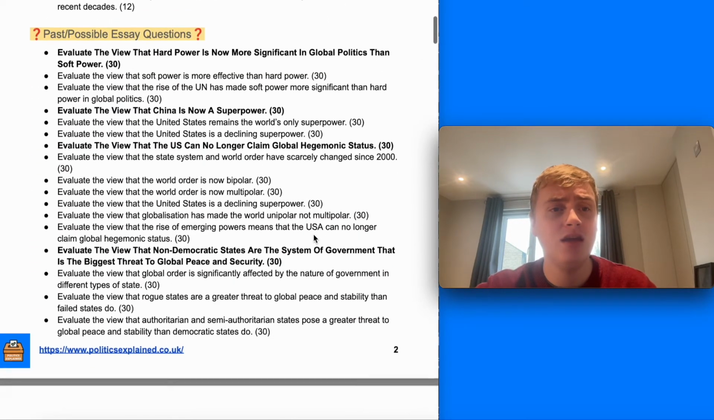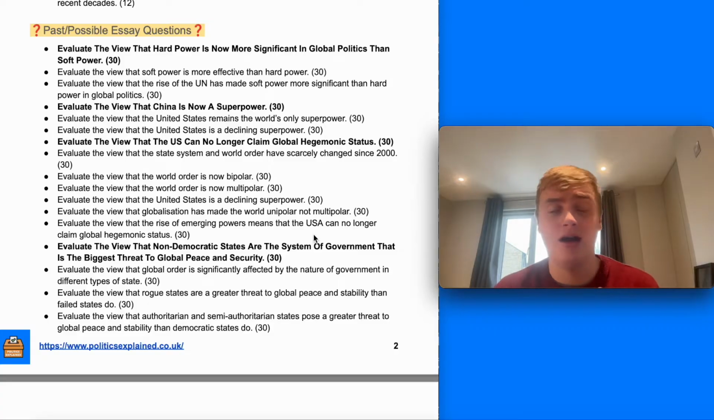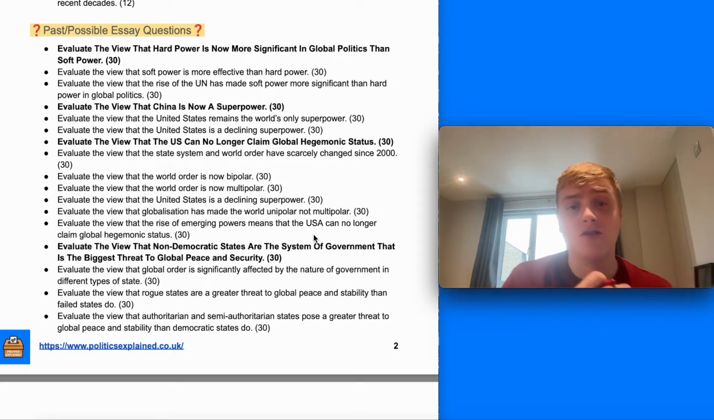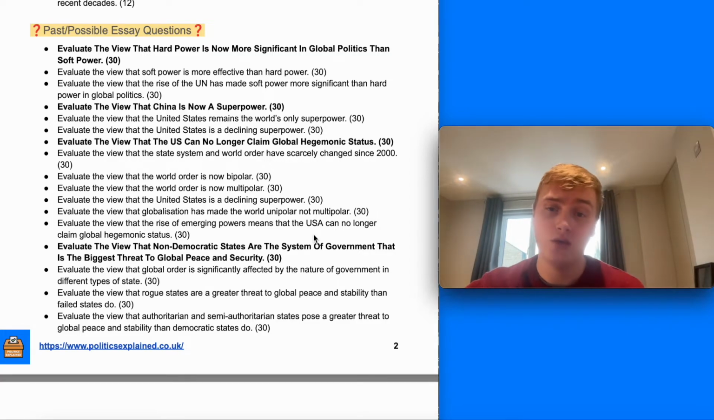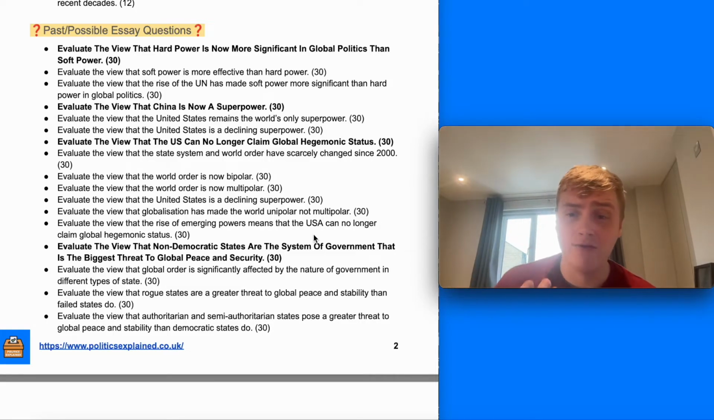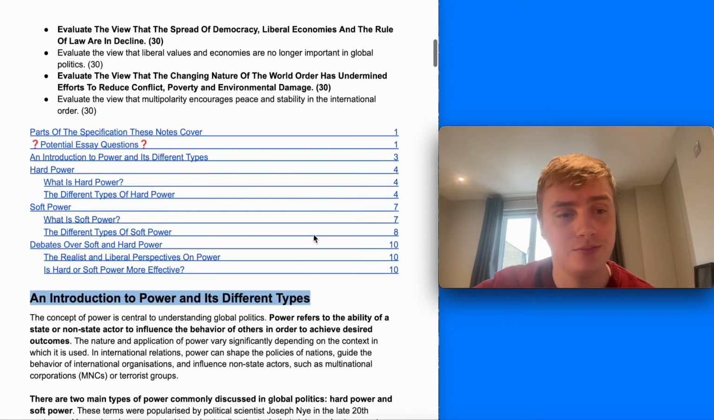In terms of 30 markers, it'd actually be quite a similar question, but more looking at the effectiveness or significance. So you could look at whether soft power is more effective than hard power. You could look at whether hard power is more significant in global politics than soft power. A very similar debate in either of them. Of course, you're going to have to make slightly different arguments depending on the particular question, but the content will be quite similar in there. So that's the key 30 marker you want to practice and prepare for this topic.